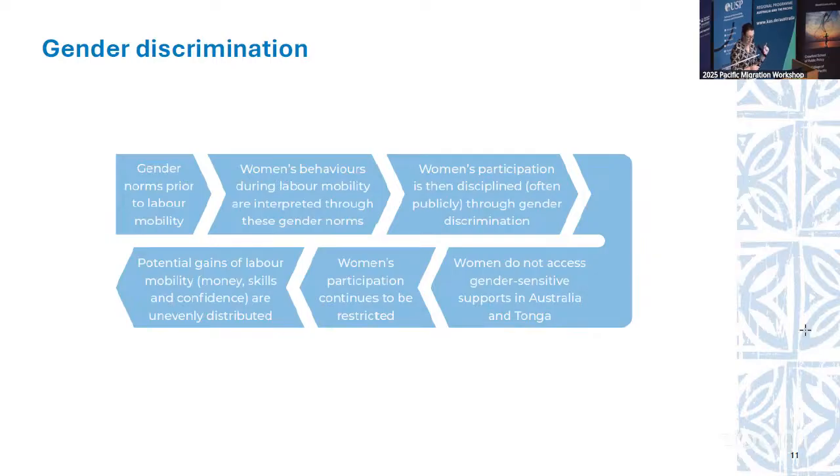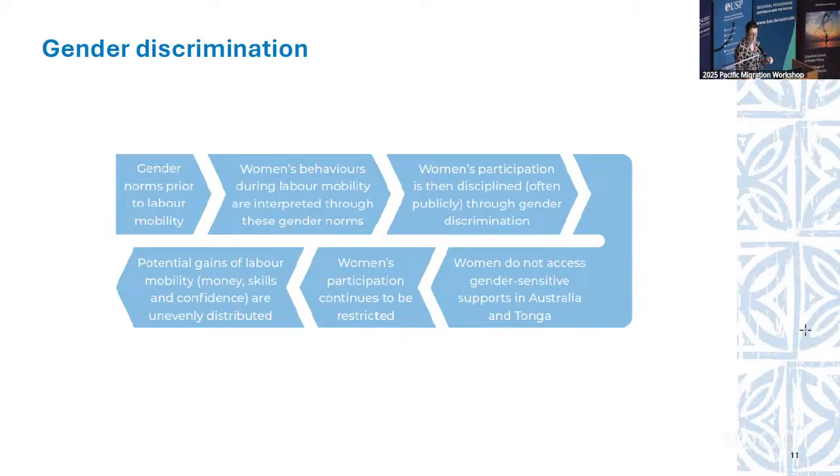Importantly, the increased use of social media to facilitate gender-based harassment and discrimination of PALM and RSE scheme participants was raised by many stakeholders. Social media and Facebook pages targeting labour mobility participants also contributed to wellbeing concerns. And so we see this disciplining of women's participation, which then affects access to support, including support-seeking behaviours, and in turn, the further restriction of women's participation.